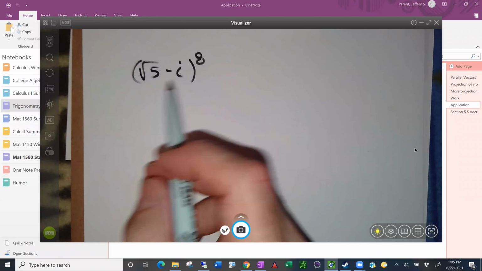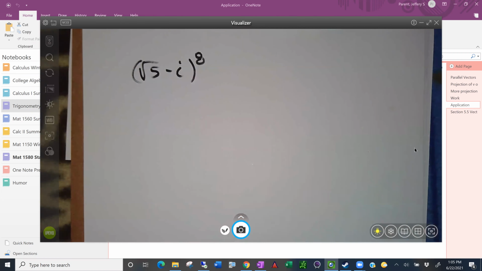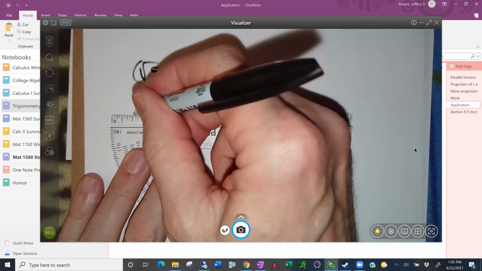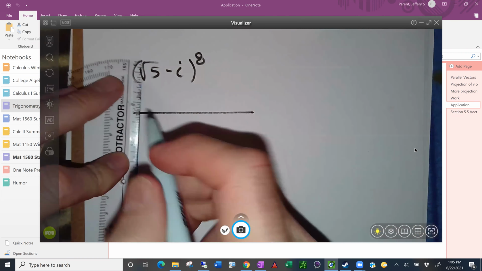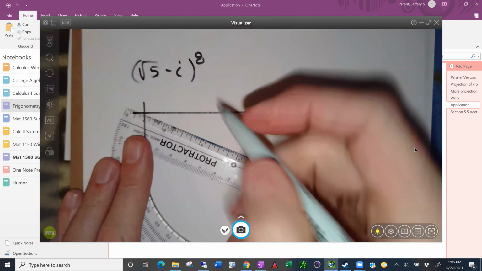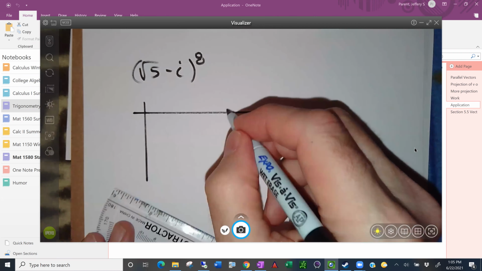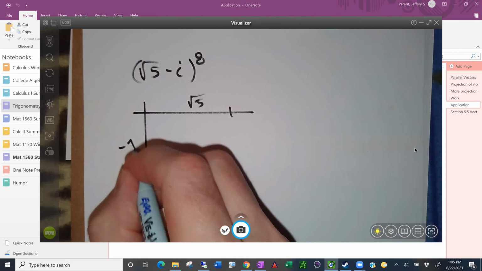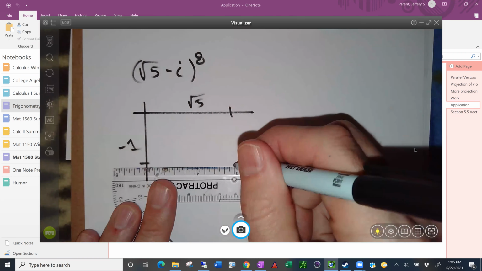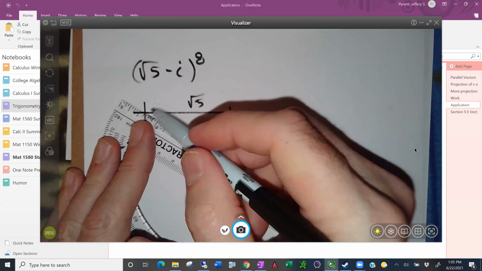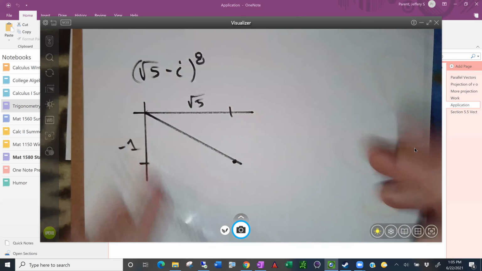So if we're going to write this as some number in polar form first, then it might be helpful to at least draw it, take a look at it, etc. Okay. So that's going to be square root of 5 this way and -1 this way. Not necessarily drawn wonderfully to scale, but that's okay. So here's our point.